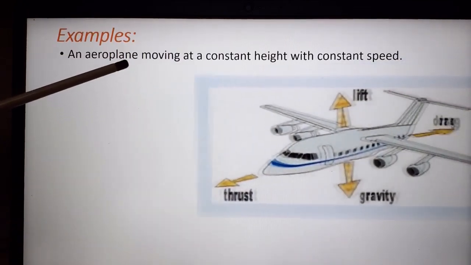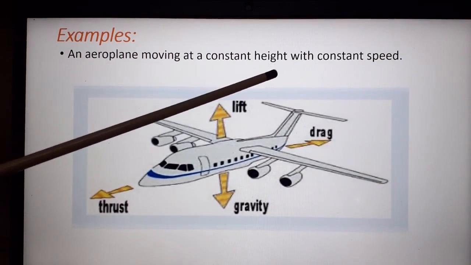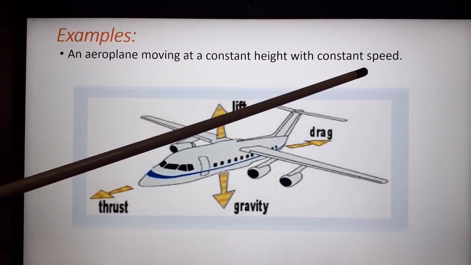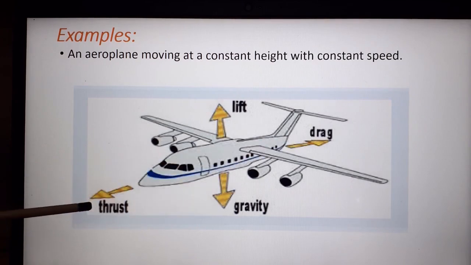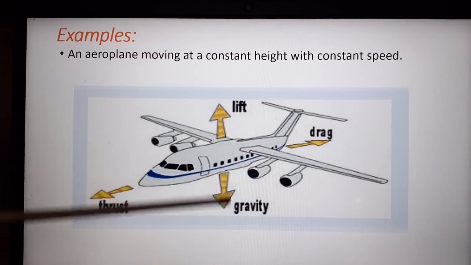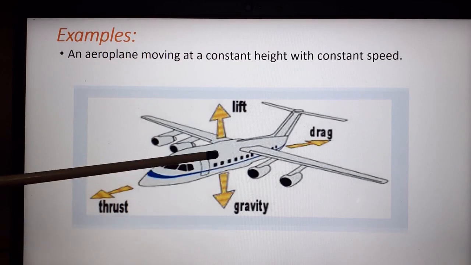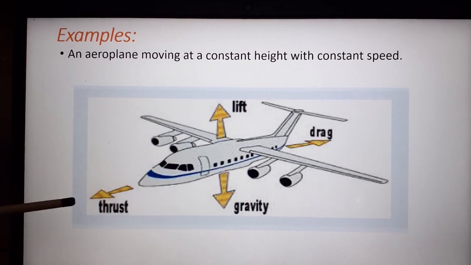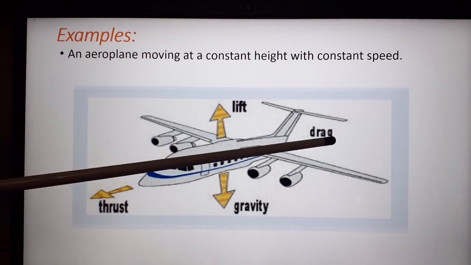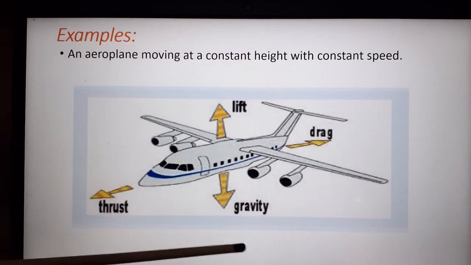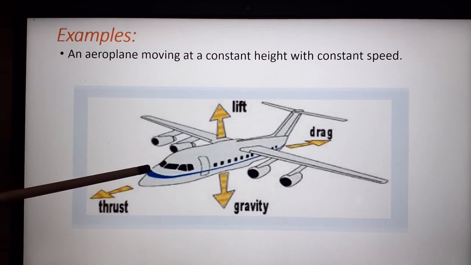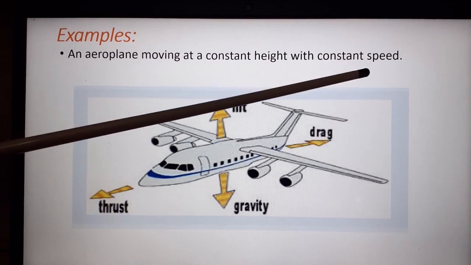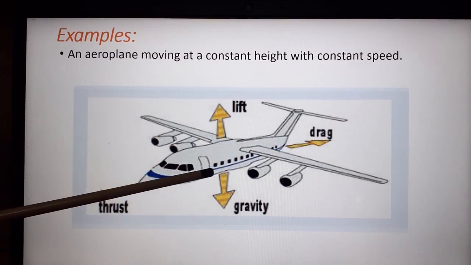Next example is aeroplane. When an aeroplane is moving at constant height with constant speed for a certain interval of time, at that time we can say the aeroplane is in dynamic equilibrium. See, four forces you can observe. Upward force lift, downward force gravity, that is the weight of this aeroplane. Forward force thrust, backward drag, right? They all are cancelling each other. So in spite of four forces acting on the aeroplane, it is moving at constant height with constant speed. So the aeroplane is in dynamic equilibrium.